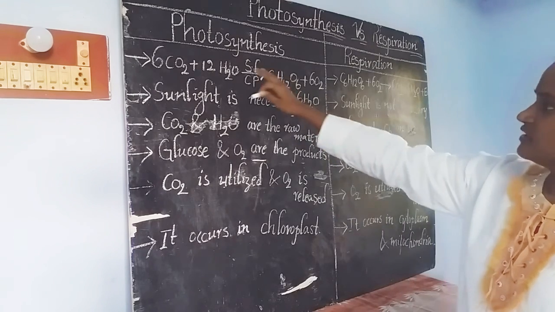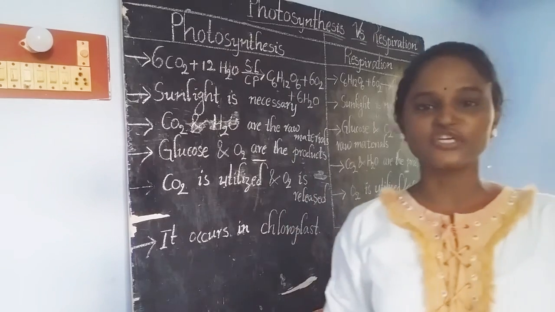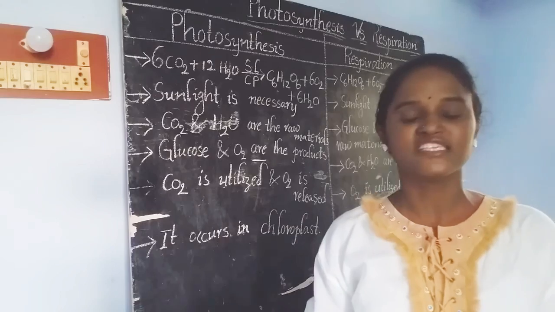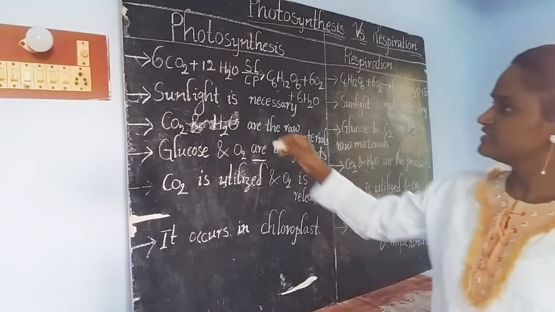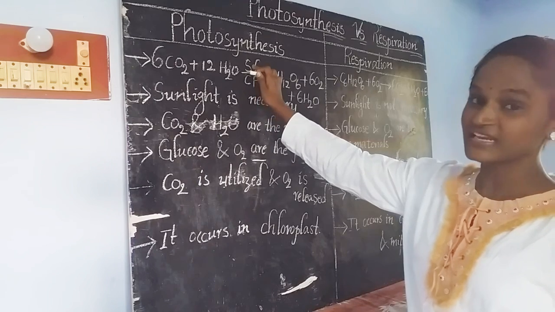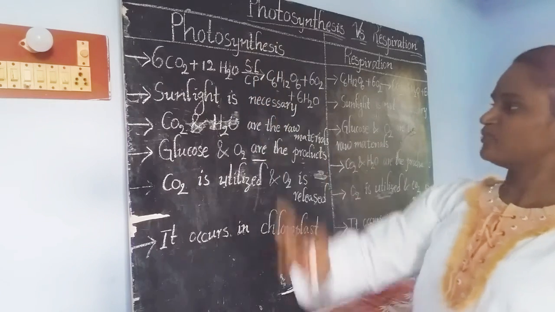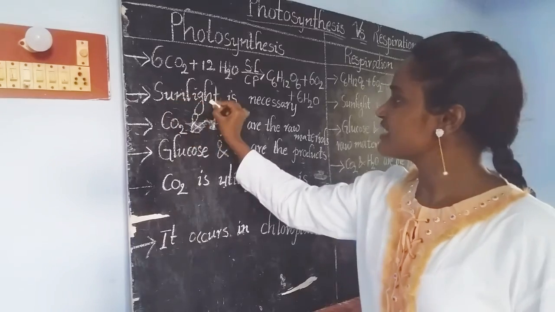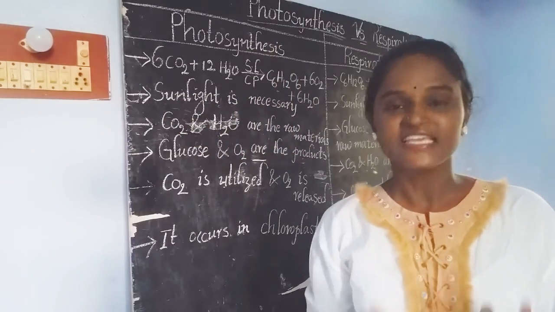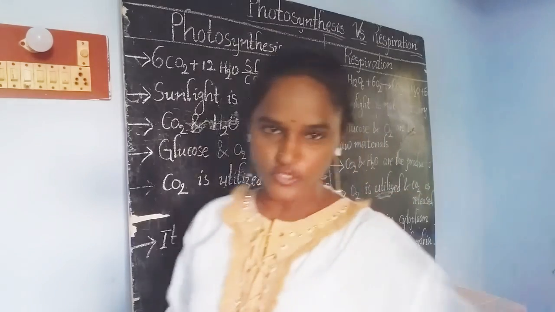Here you need to learn the two equations. Then writing the differences is very easy for you. See here, children, in the equation, we are telling: in the presence of sunlight. Then the second point: sunlight is necessary for photosynthesis.